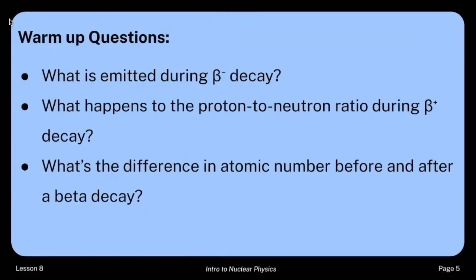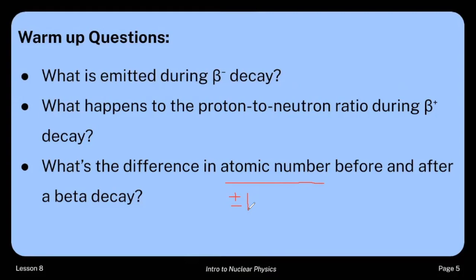So the last warm-up question is: what is the difference in atomic number before and after a beta decay? If we wanted to find the exact difference, we would have to know whether it's a beta plus or a beta minus decay. But in both cases, we know that the atomic number, or the number of protons, is going to change by one, plus or minus one. So in beta plus decay, we lost a proton, so the number goes down by one. And in beta minus decay, we gained a proton, so the atomic number goes up by one.